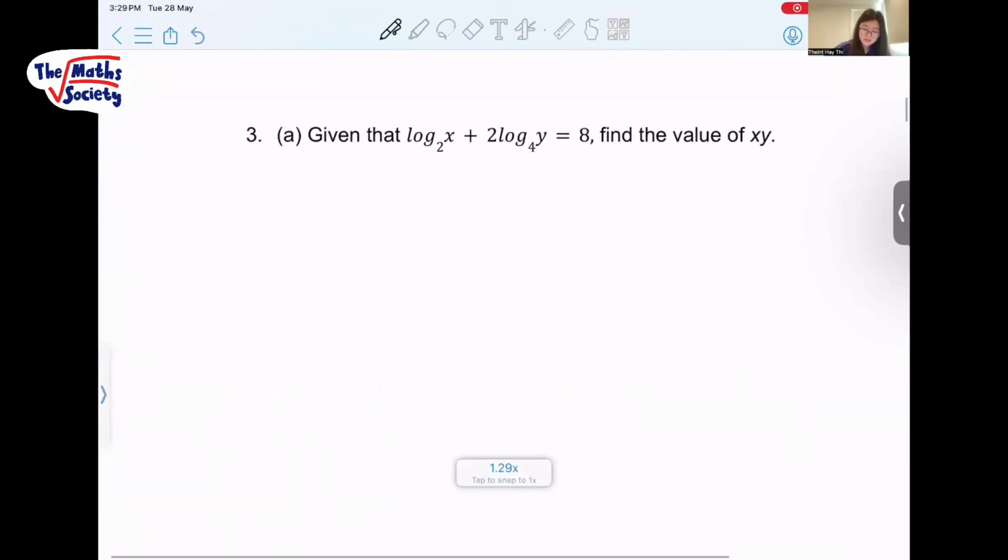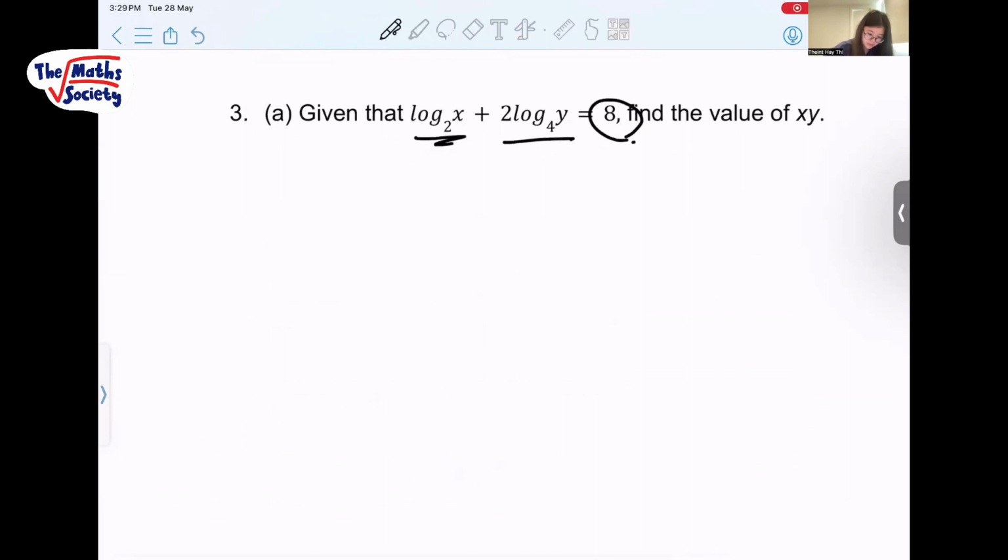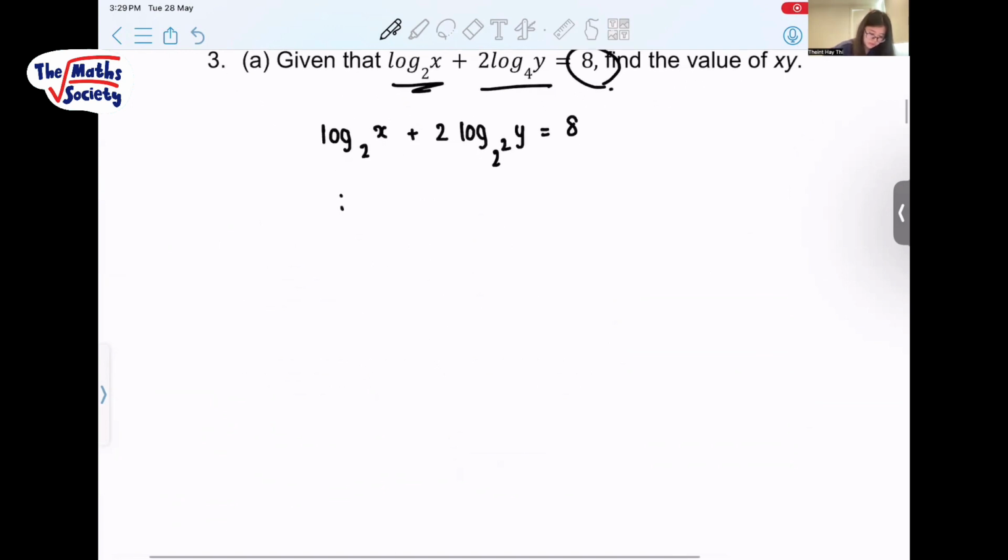So 3, we were given that log x base 2 plus 2 log y base 4 is equal to 8. So let's try to find that first. We'll write it down first. Log x base 2. And we know that 4 is a square of 2, right? So it's 2 log base 2 squared of y equals 8. So that'll be canceled out. So you have log x base 2 plus log y base 2 only equals 8.